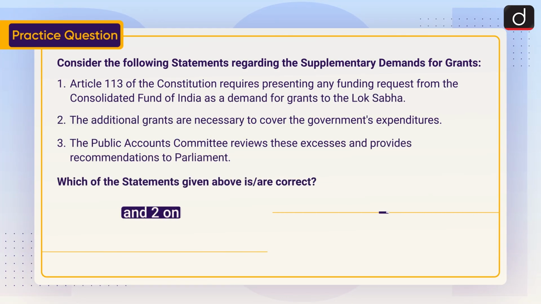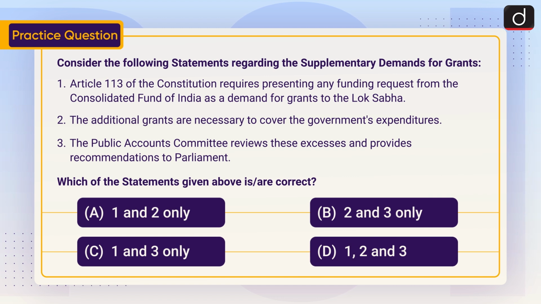Now it's time for the practice question. Consider the following statements regarding the supplementary demands for grants. 1. Article 113 of the Constitution requires presenting any funding request from the Consolidated Fund of India as a demand for grants to the Lok Sabha. 2. The additional grants are necessary to cover the government's expenditures. 3. The Public Accounts Committee reviews these excesses and provides recommendations to the Parliament. Which of the statements given above is or are correct? 1 and 2 only, 2 and 3 only, 1 and 3 only, or 1, 2 and 3?